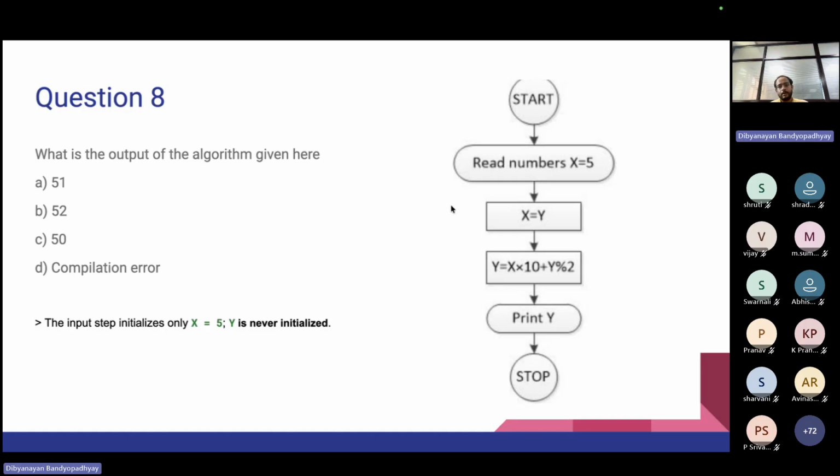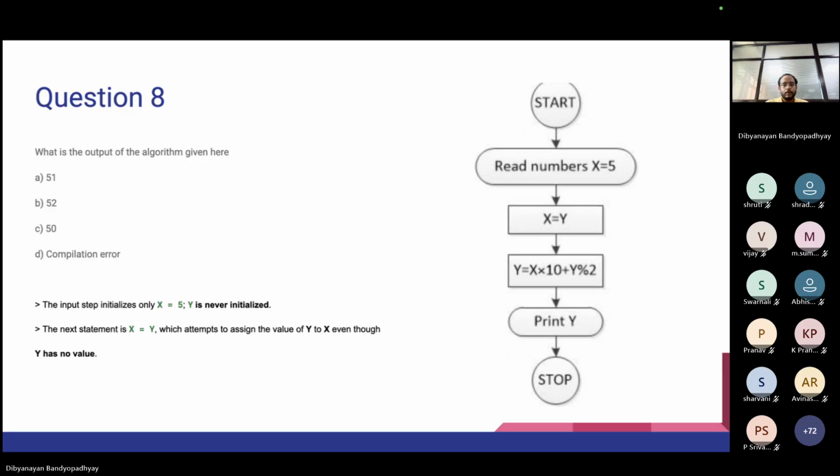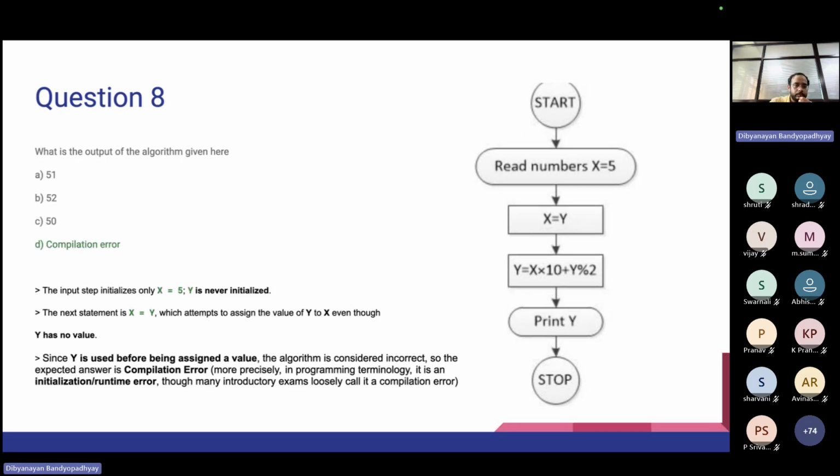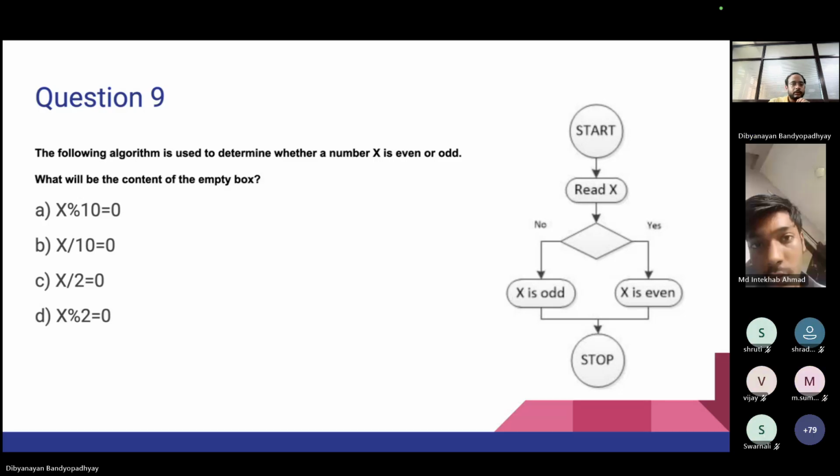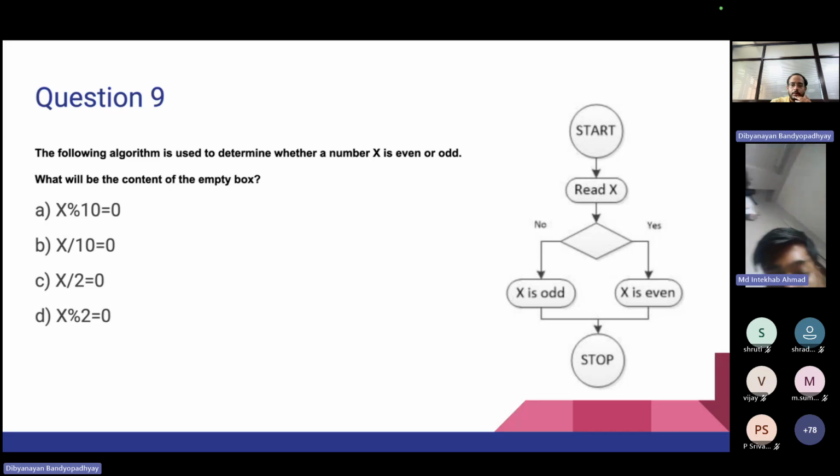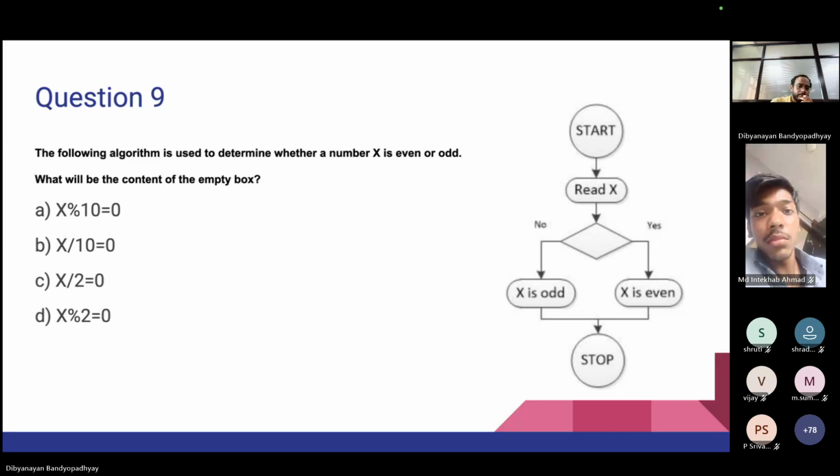Okay. Yeah, so let me proceed then. Any other clarification you need? Anybody? What is this? Same thing. Okay. This is question number 9. Yeah, sure. Go ahead.